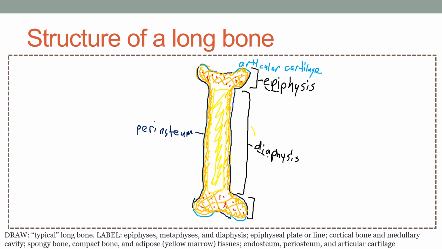There is an inner membrane that lines the marrow cavity or medullary cavity, and also lines all these empty spaces in the spongy bone, and that inner membrane is called the endosteum.